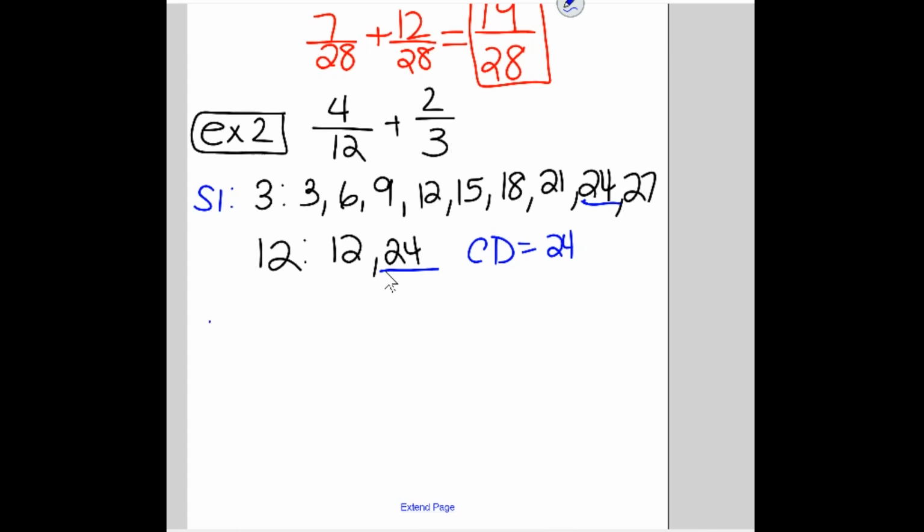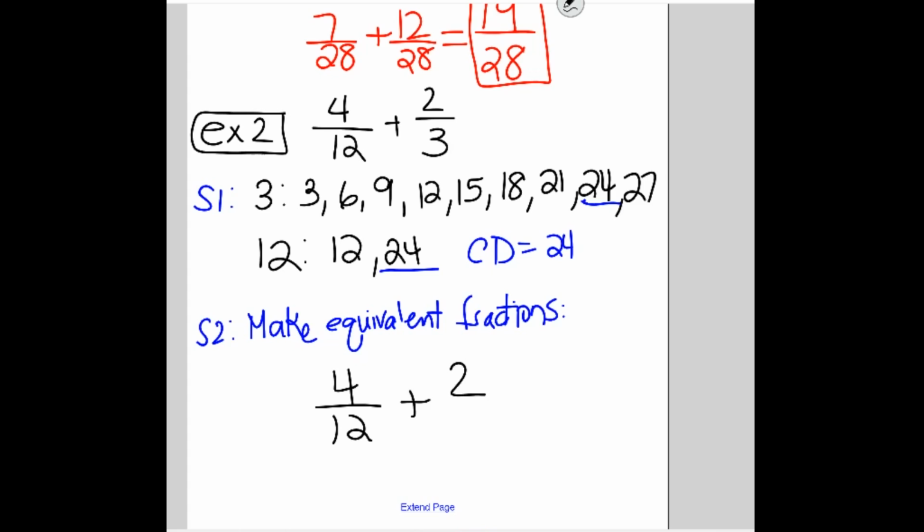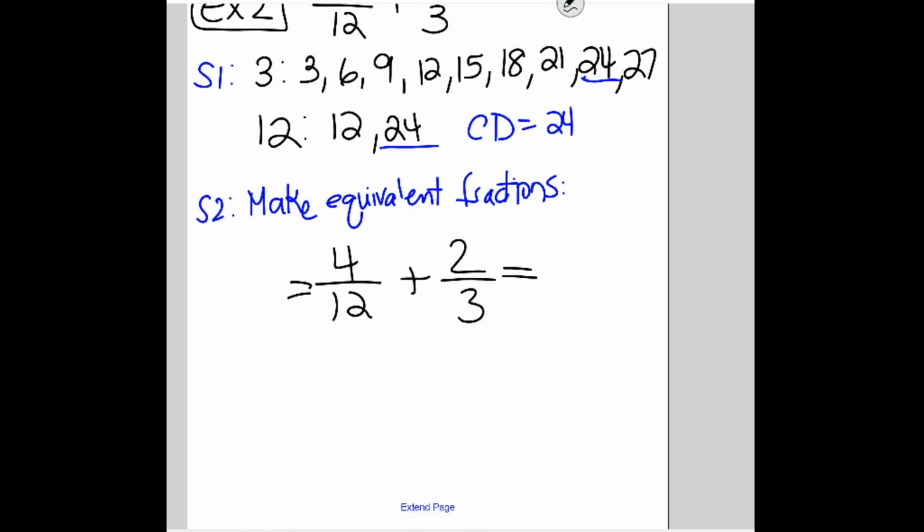So let's do step 2. All right, let's go to our step 2. Step 2 is where we make our equivalent fractions. Oh my goodness, Miss Choice. Equivalent fractions. That was a weird looking F. Oh well. All right, so what I do is I write my original 4/12 plus 2/3, and then I like to just turn them into the new ones. So there we go.